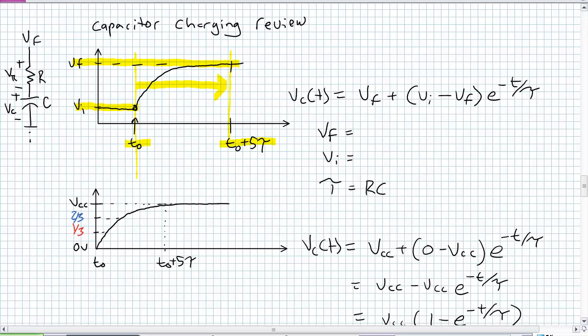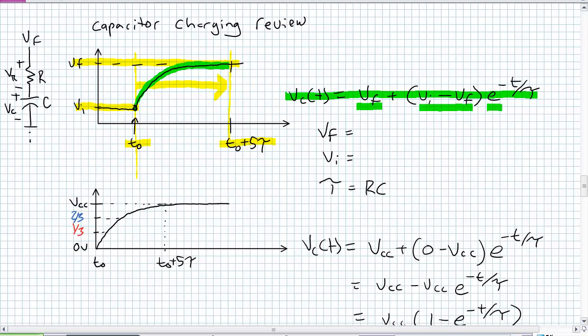So how does this thing behave? What's the mathematical relationship for this curve here? Well, the answer is right here. The voltage across the capacitor is equal to the final voltage plus (initial voltage minus final voltage) times this magic number e raised to the negative t over tau. What's tau? It's R times C. That's the general formula, which you can use for all purposes.